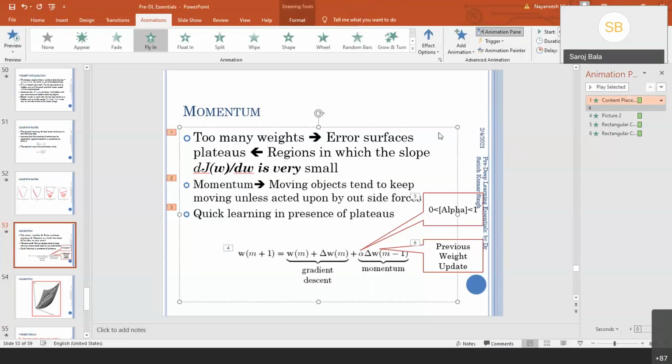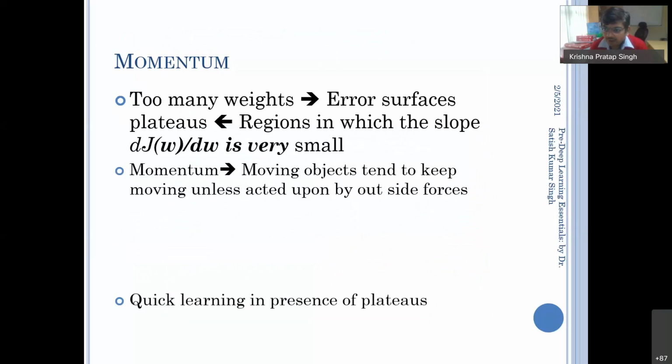If the participants have any query or question for discussion, they may unmute and ask. Participants, if you have any question, please.